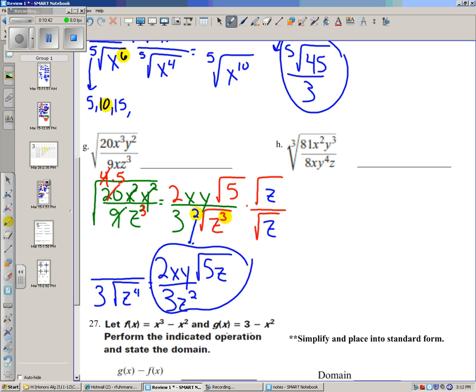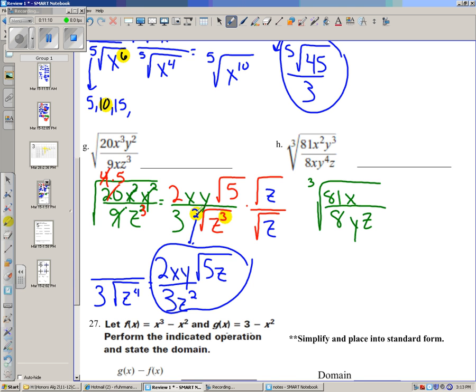All right, H. On H, I'm looking for perfect cubed roots. So again, I think what I'm going to do is clean up what's inside of there first, and then I'll start simplifying it. So I'm going to clean up the x's. So 81 and 8 are going to stay there. I'm going to end up with an x on top, a y on the bottom, and a z on the bottom. And now I'm looking to take out perfect cubed roots.